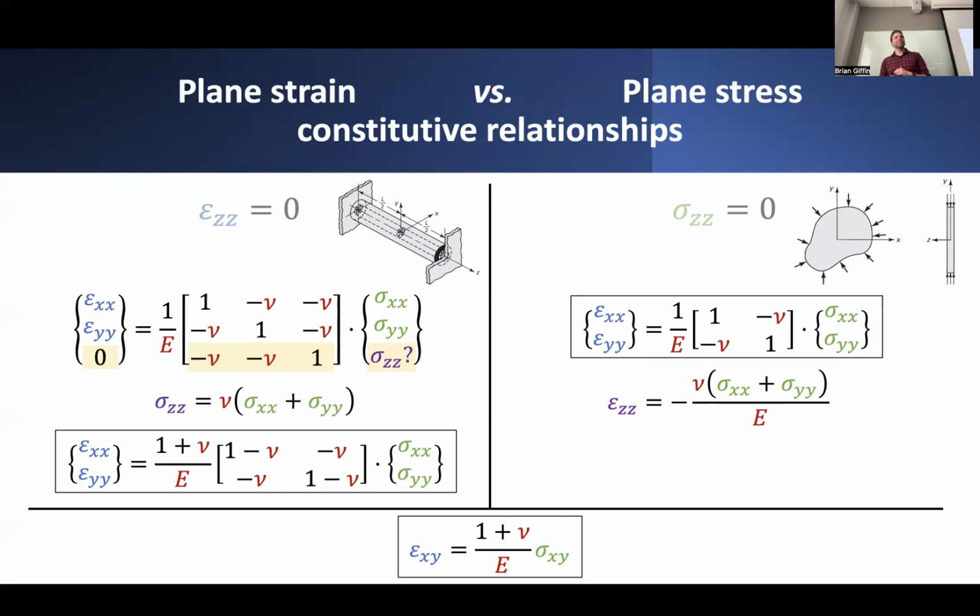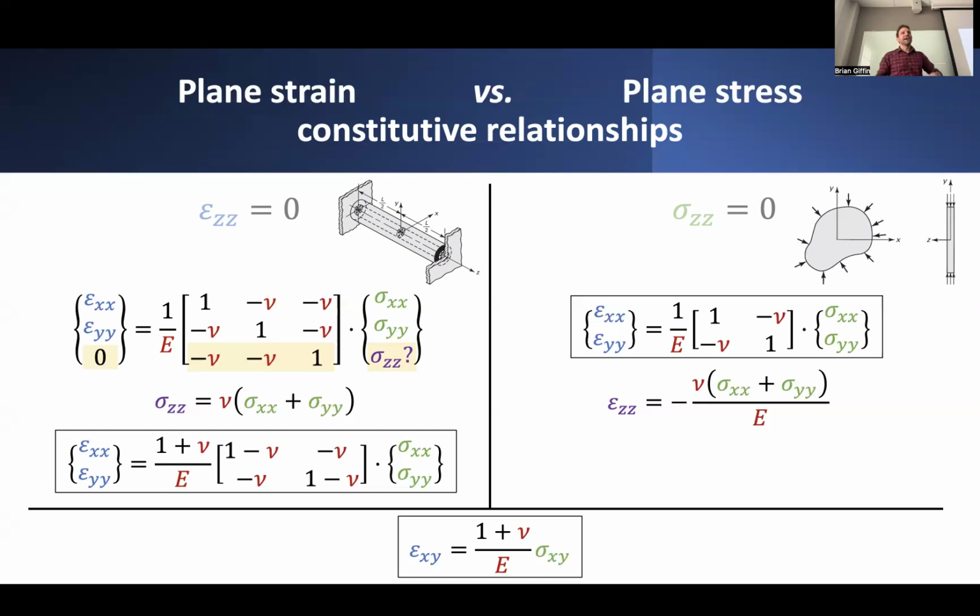And in the case of plane strain, now we have to do that same trick that we did in the case of plane stress when we were trying to figure out stresses given strains. Here, we don't know what the ZZ stress is. So we can't directly solve this problem unless we figure it out. We can do that just by enforcing the condition that ZZ strain equals zero, and then figure out what ZZ stress is in terms of the other in-plane longitudinal stresses. And it involves some dependence on the Poisson's ratio.